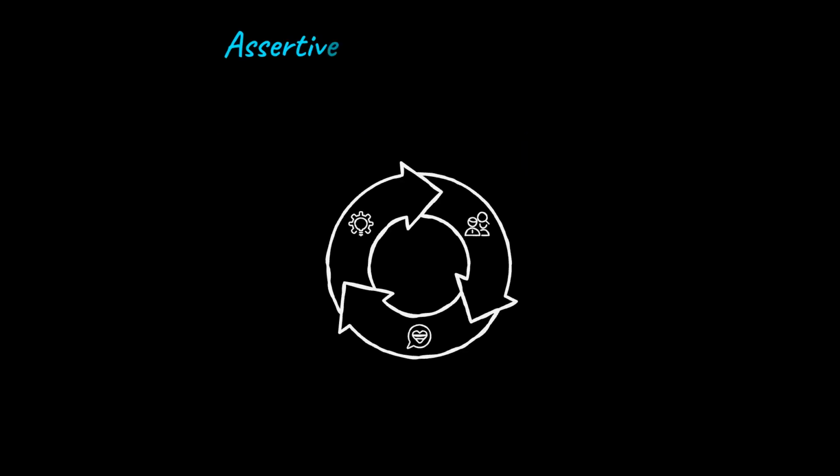Every assertive exchange follows 3 moves. Name the specific behavior with concrete examples. Use an ownership statement to describe the impact on you. And end by proposing a path forward, giving both parties something concrete to act on.